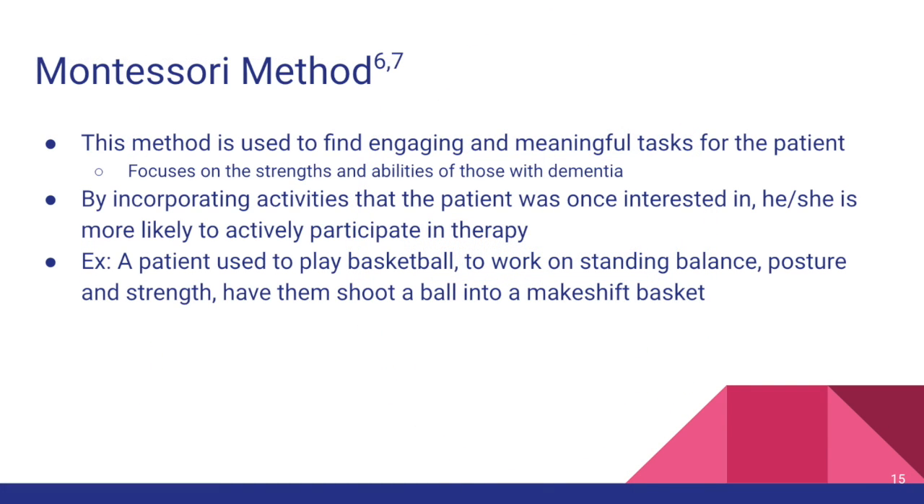The Montessori method is used to find engaging and meaningful tasks for the patient. It focuses on the strengths and abilities of those with dementia. By incorporating activities that the patient was once interested in, he or she is more likely to actively participate in therapy. For example, a patient who used to play basketball. In order to work on standing balance, posture, and strength, have them shoot a ball into the makeshift basket. This way they stay engaged and you're also incorporating therapy.